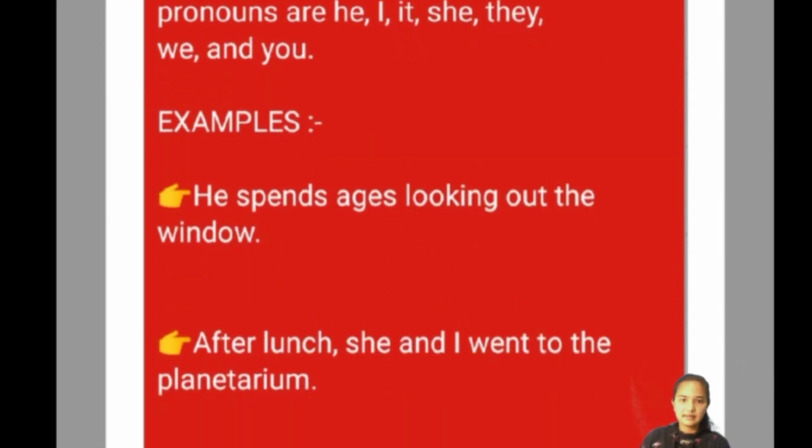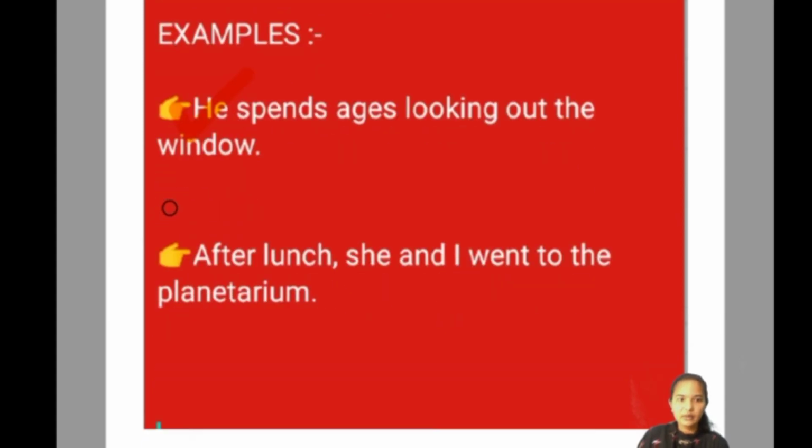The first example is: he spends ages looking out the window. Here, who is performing the action, who is looking out of the window? It's he, right? So this is a subjective pronoun. Now one more: after lunch she and I went to the planetarium. Here also, who is doing the action? She and I. So that is why it's a subjective pronoun. The next one is what?